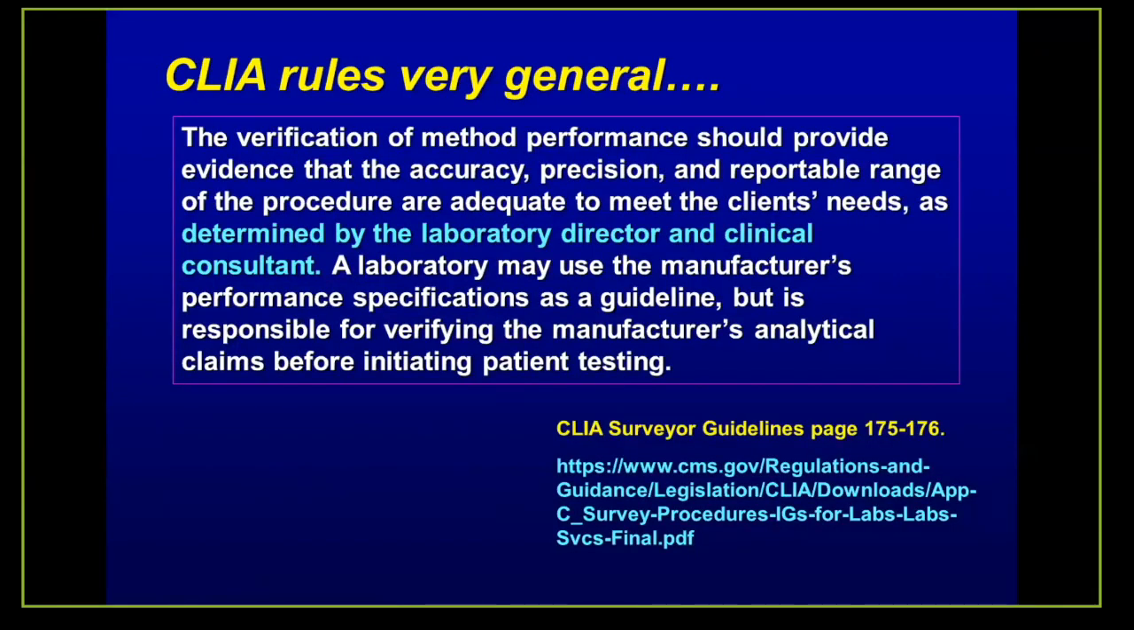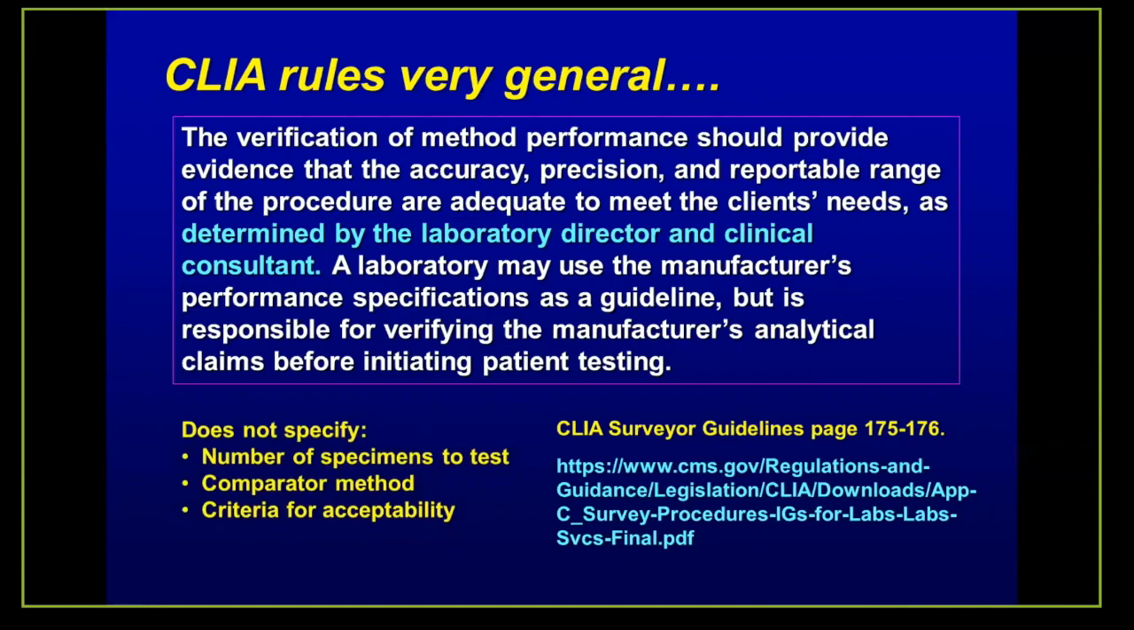When you look at the CLIA Surveyor Guidelines, the CLIA rules are very general about this verification process. It states that the verification of a method performance should provide evidence that the accuracy, precision, and reportable range of the procedure are adequate to meet the client's needs as determined by the laboratory director and the clinical consultant. A laboratory may use the manufacturer's performance specifications as a guideline, but it is responsible for verifying the manufacturer's analytical claims before initiating patient testing.